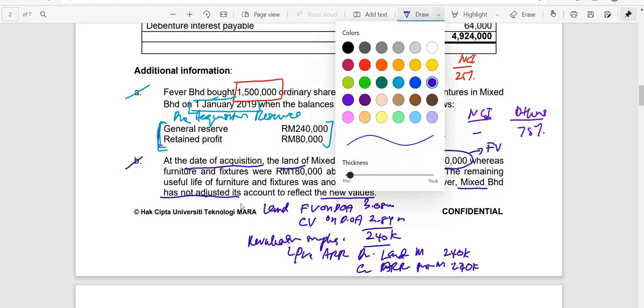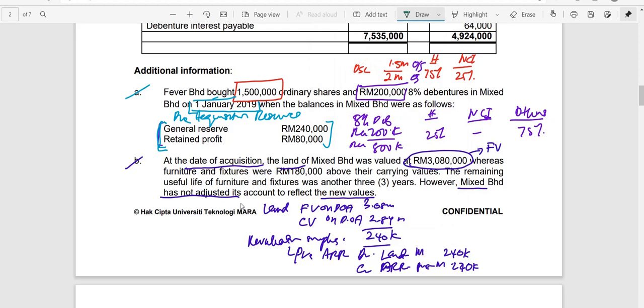Now let us look at the next item, furniture and fixtures, which were 180,000 above the carrying value. For F and F, the surplus is given because you are informed above carrying value, so the surplus is directly given to be 180. You will adjust this because it happened on the date of acquisition. Again the same thing: debit the furniture and fixtures of M, 180, and credit the ARR. Don't put them together. This is ARR in M, 180. That will be eliminated later on the date of acquisition.